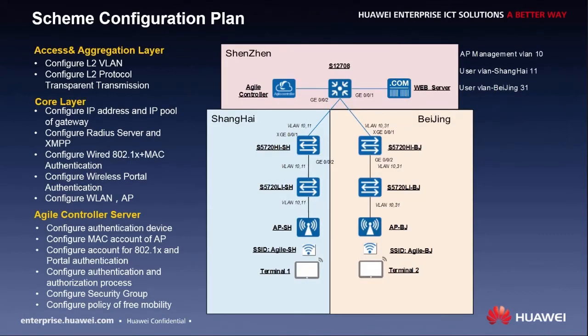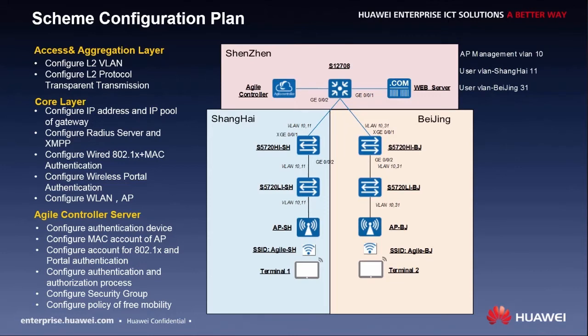In this topology, a user moves from Shanghai to Beijing, and the user's IP address is changed. If we use the free mobility solution, the user will have the same permission to access the web server. Another example: if different users log in from the same terminal, the terminal's IP address is the same, but the users' access permissions are different.